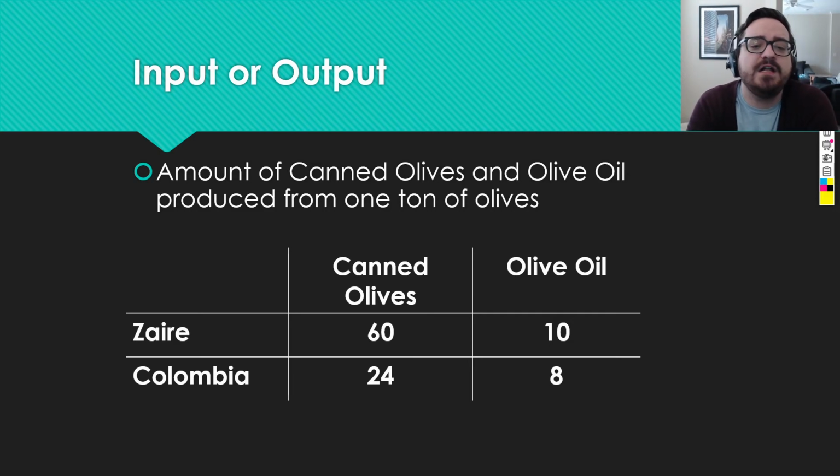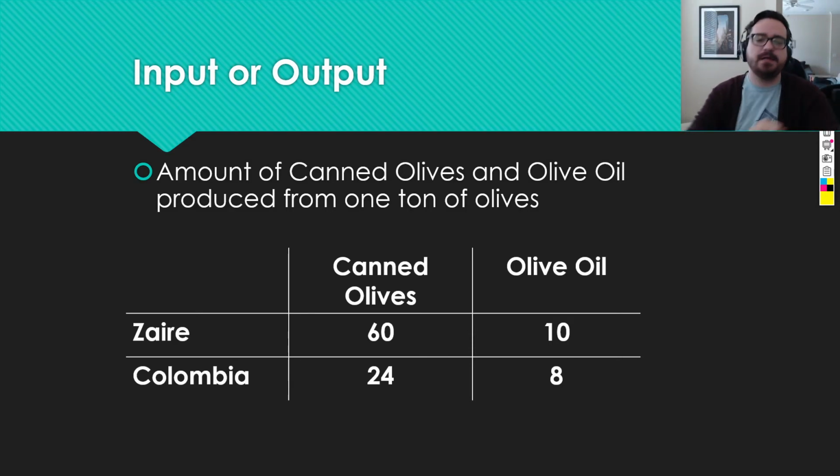The amount of canned olives and olive oil produced from 1 ton of olives. You've got to think, is this an input or an output problem? Is the variable the resource or is the variable the product? If the variable is the product, output. If the variable is the resource, it is input. So go through it, reading that statement. What are the product or products? What is the resource? And which one is fixed versus which one is variable? It'll be that type of problem. So input or output, and then absolute and comparative advantage. And go.